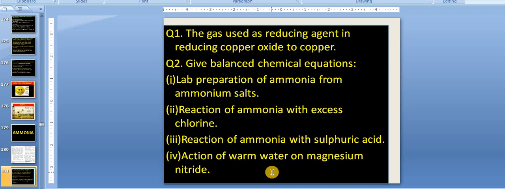So, ammonium chloride, ammonium nitrate and ammonium sulfate, let us say these are the 3 salts. Now, the question may come: why is ammonium nitrate not used in the preparation of ammonia? This question can be there. The answer will be: it is explosive. Yes, explosive. So explosive is the right answer.